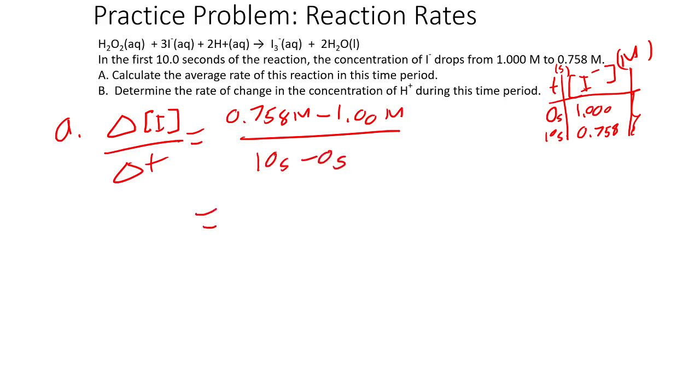So let's see what that gets me. 0.758 minus 1 divided by 10. This is going to give me negative 0.0242 molar per second.